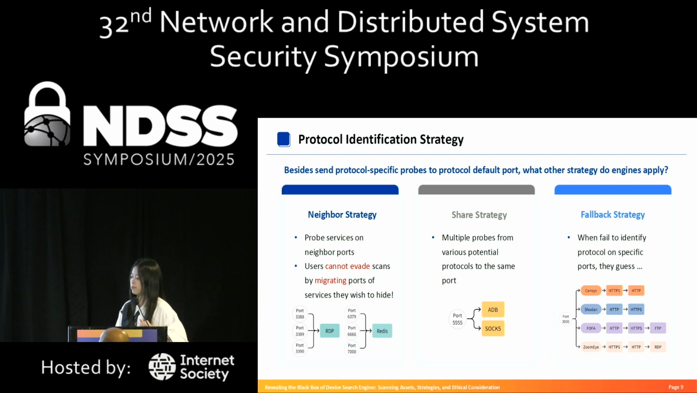Also for the fallback strategy, when they fail to identify protocols on specific ports, they will guess different services. Except for HTTP and HTTPS, FOFA will guess it might be FTP, and Zoomeye is trying their best to find every RDP service.